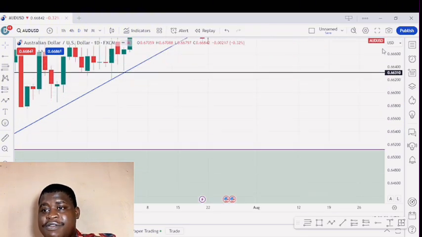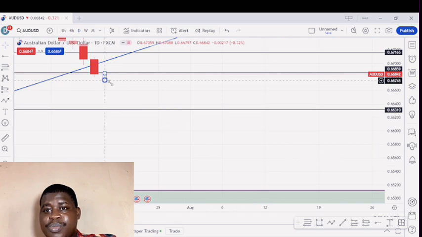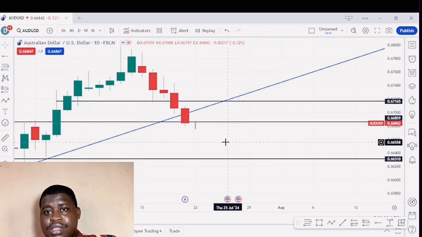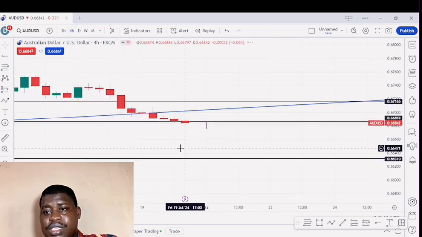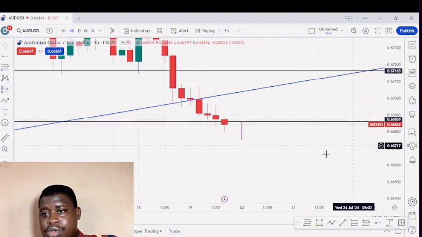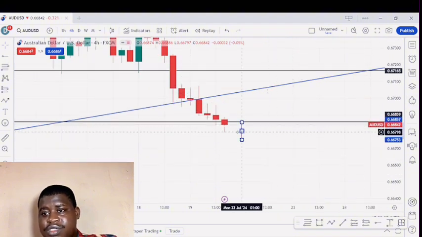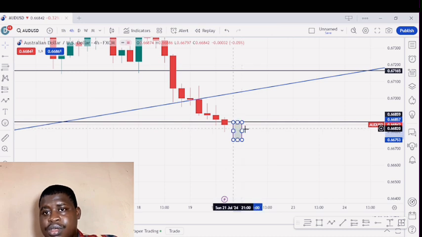So I've shared with you guys the trading opportunity that you can take. Okay, the trading opportunity you can take here. So this information I'm giving you, I will urge you guys to make good use of it.